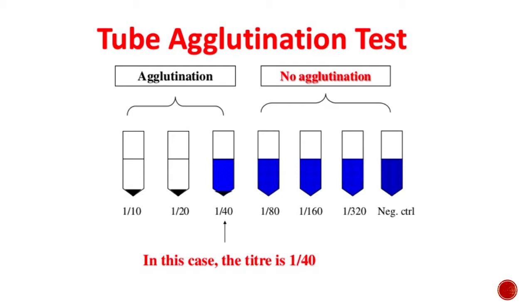Mainly this is used in the case of the Widal test, W-I-D-A-L, just to find out whether the patient is suffering from typhoid or not. Here in this example we can see the titer is 1/40, and there only we can get the positive result and agglutination.